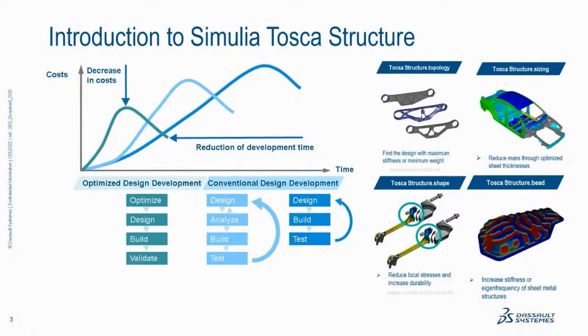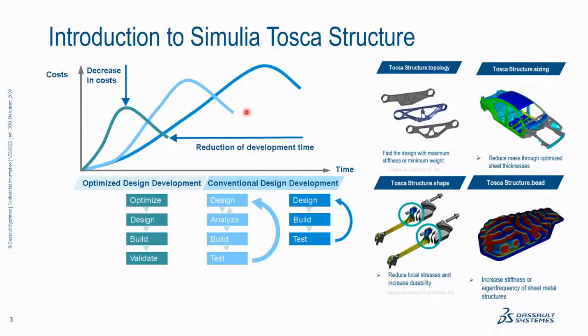So for the ones who are new here, who haven't really heard a lot about Tosca, I would like to start by giving a short introduction about Tosca, about how it fits into industry processes and how it can help with the product development. So in a conventional setup, there is a lot of testing and validation and prototyping. This takes up a lot of development time, and it requires a lot of money. And thus the cost and the development time is a lot higher.